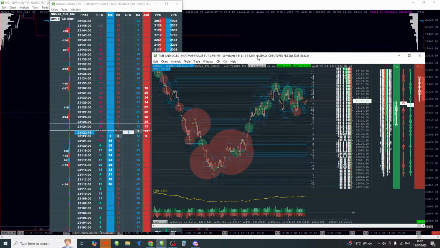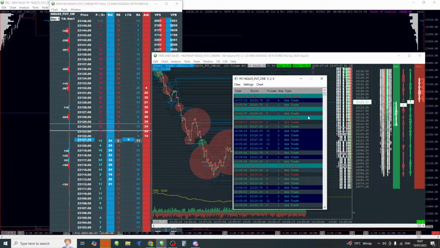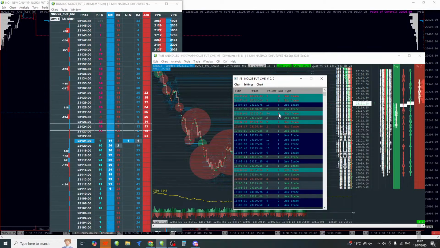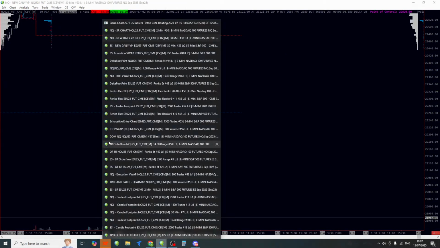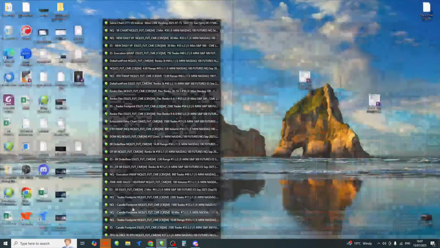This one here is showing me the live orders coming in, and it highlights where the large orders are coming in. So now you can see them all coming in real time. Then I use a footprint chart, which is basically candlesticks.